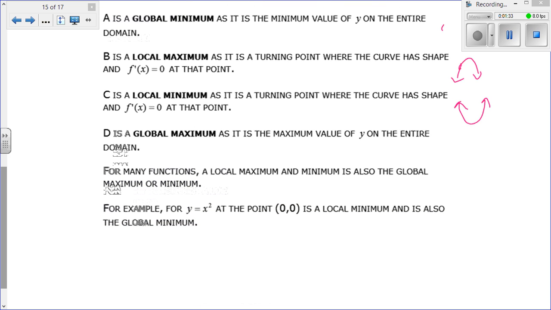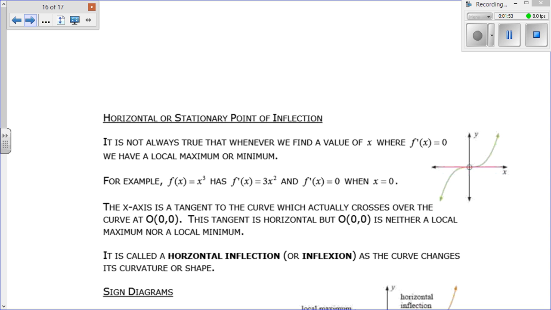For many functions, a local maximum and minimum is also the global maximum and minimum. For example, for y equals x squared at the point 0, 0 is a local minimum and also a global minimum. Okay, next page. Horizontal or stationary points of inflection.